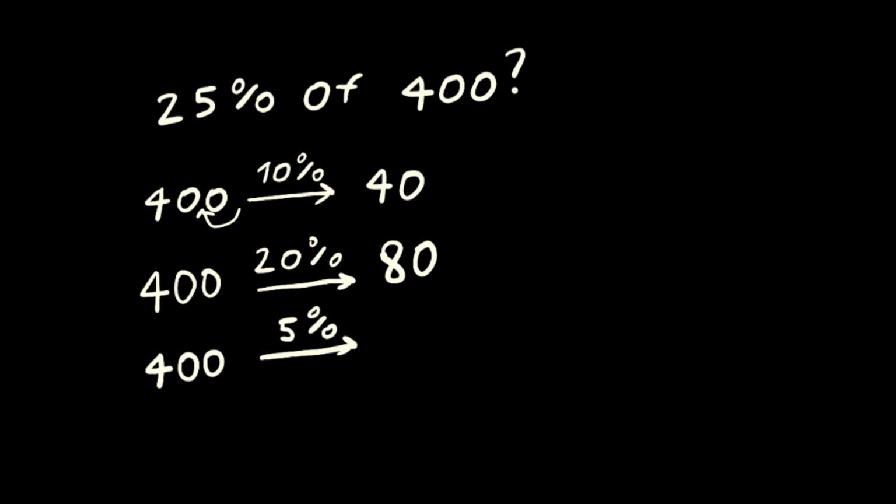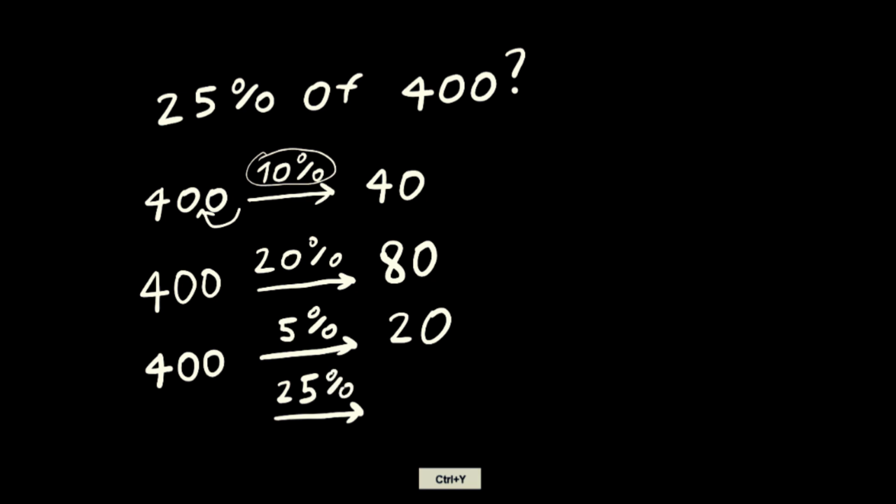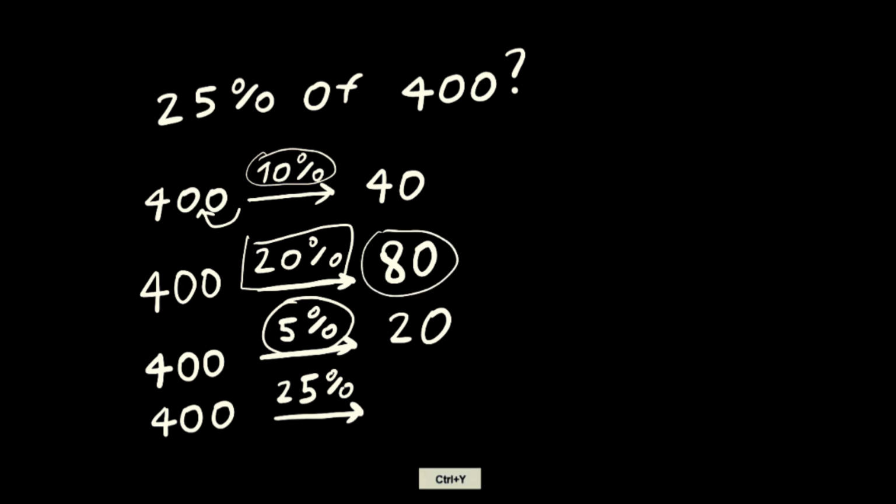Now, to get to 25%, we need to find the value of 5%. 5% is half of 10%. So, half of 40 is 20. So, now we can find the value of 25%. 25 is the sum of 20 and 5. So therefore, to find the value of 25%, we need to add 80 and 20. 80 plus 20 is 100.